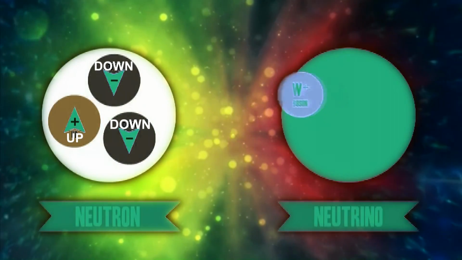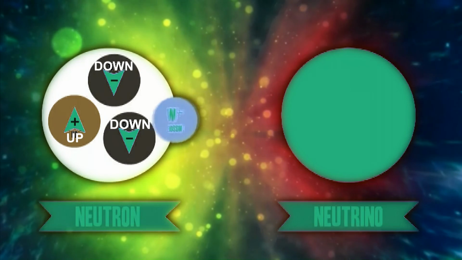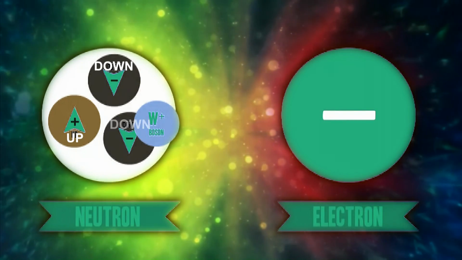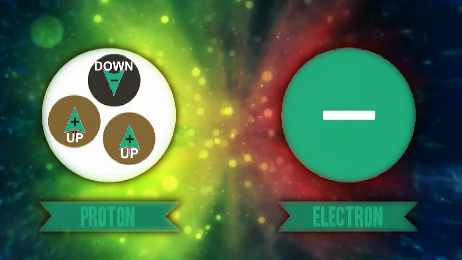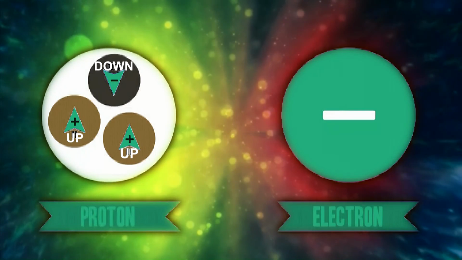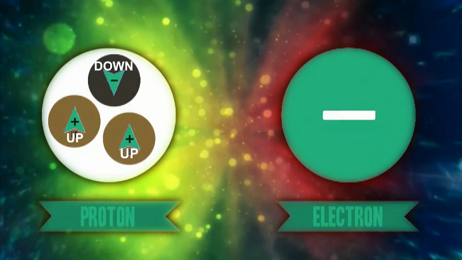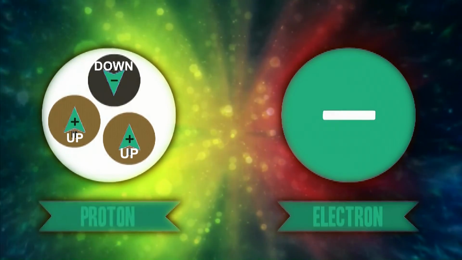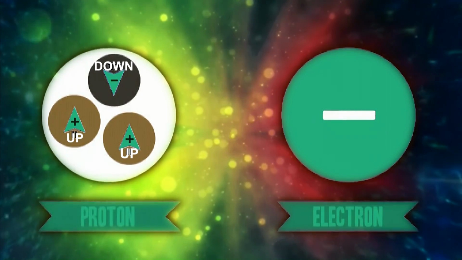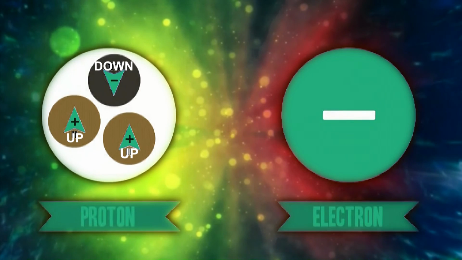When a W plus boson interacts with the down quarks of a neutron, it changes it into a proton by changing one of the three down quarks of a neutron into an up quark. This changes the quark composition of that particular neutron from being a down-down-up into an up-up-down, resulting in a +1 charge for that subatomic particle.